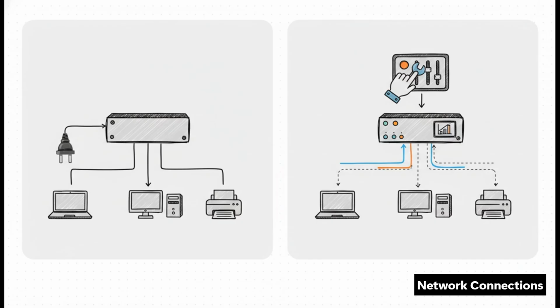Now, they basically come in two flavors. You've got your unmanaged switch, which is super simple. It's plug and play. You just use it to get more wired ports. That's it. But then you have the managed switch, and this thing is way smarter. It gives you a ton of control to configure settings, monitor who's doing what on your network, and it unlocks some really, really powerful features.